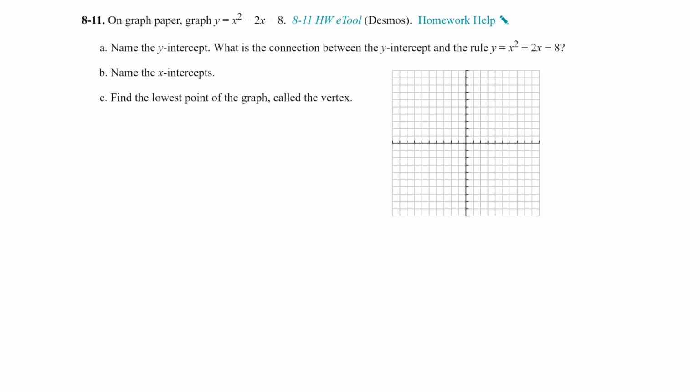811. On graph paper, graph y equals x squared minus 2x minus 8. Name the y-intercept. What is the connection between the y-intercept and the rule? Name the x-intercepts, and then find the lowest point on the graph called the vertex. All right, so we're going to start by creating a t-chart here.